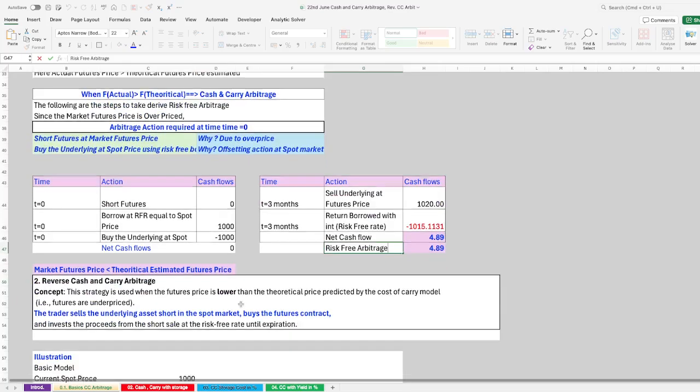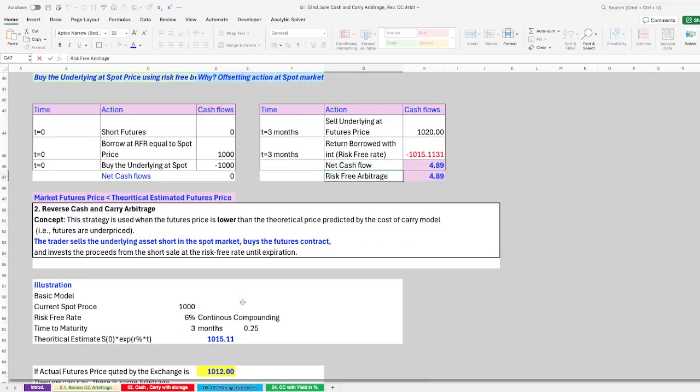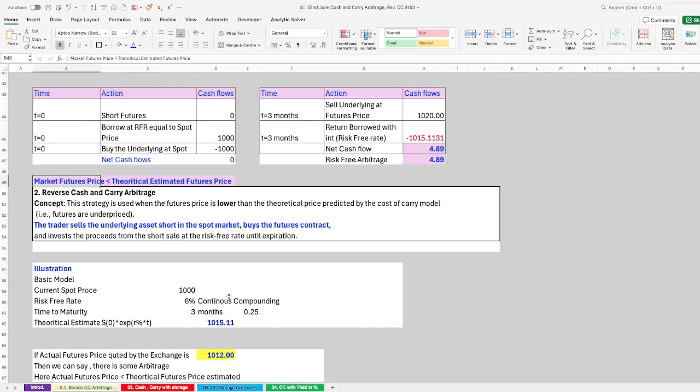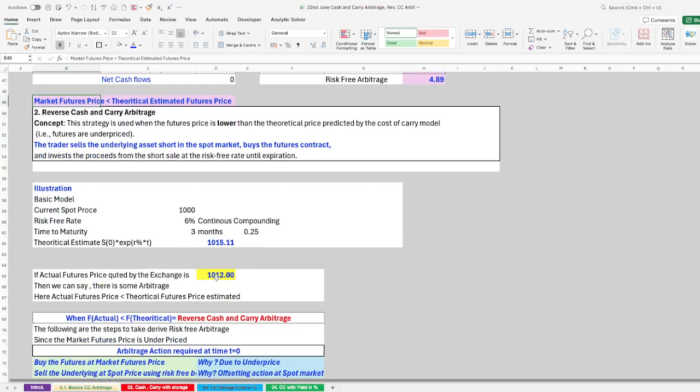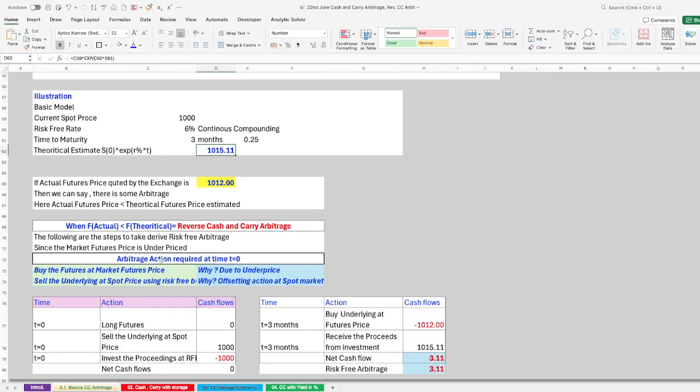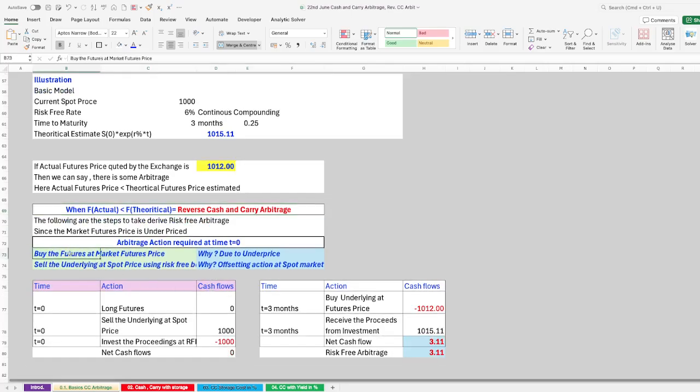Now let's discuss the opposite, using the same example. When the market futures price is less than the theoretical model price, let's put the same price, 1,050. There's no change here. Let's put the market futures price at 1,012. Since the market futures price is less than the theoretical price, we call it reverse cash and carry arbitrage. Again, we need to take a set of actions.